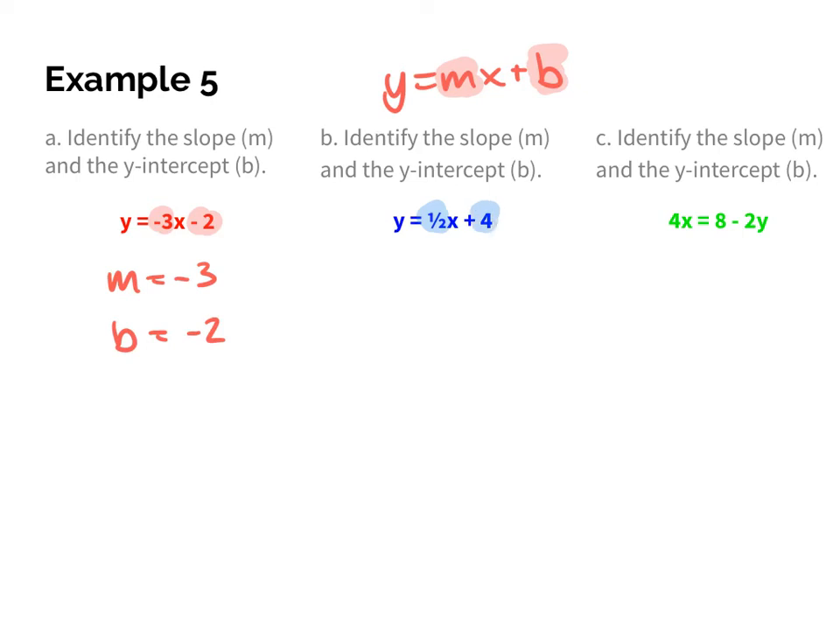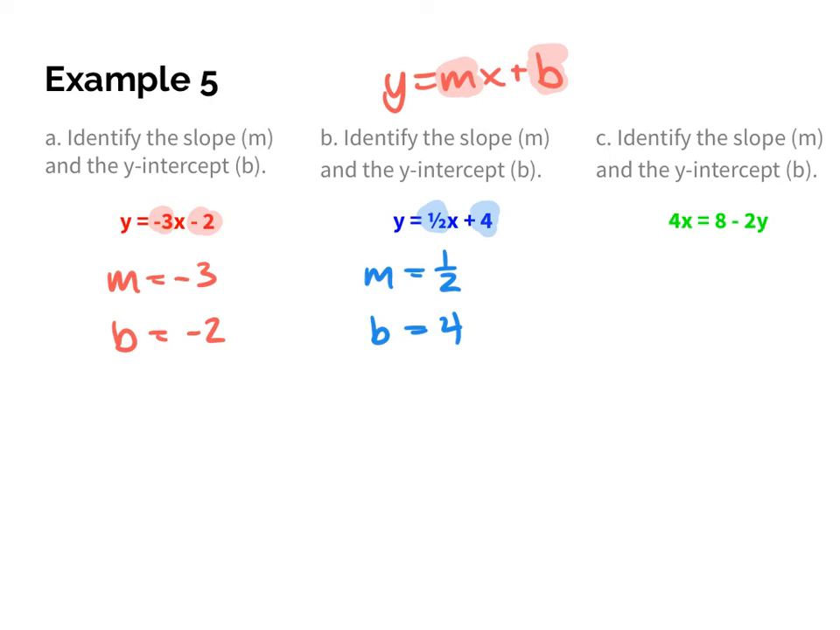So again, I have my numbers 1/2 and 4. Written as is, my slope is going to be the 1/2 written in front, and my y-intercept is going to be the 4, the number by itself. So slope is always attached to x. The y-intercept is always the number by itself, again, if it's written in the correct form.